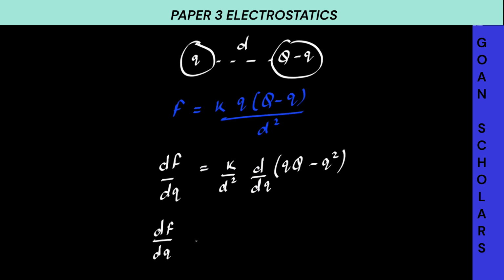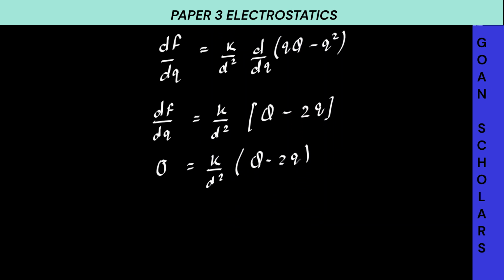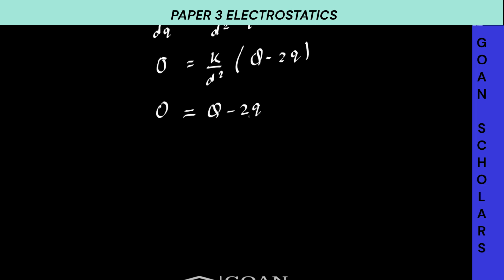You can't vary it before you start the experiment. So k by d square, and the derivative here will give you q, and there you will get 2q. Correct? I hope this is clear. Now df by dq, as I said, it must be 0, so 0 equals k by d square, q minus 2q. Now if I take this k by d square to the left hand side, it becomes 0, and that 0 must equal q minus 2q, correct.